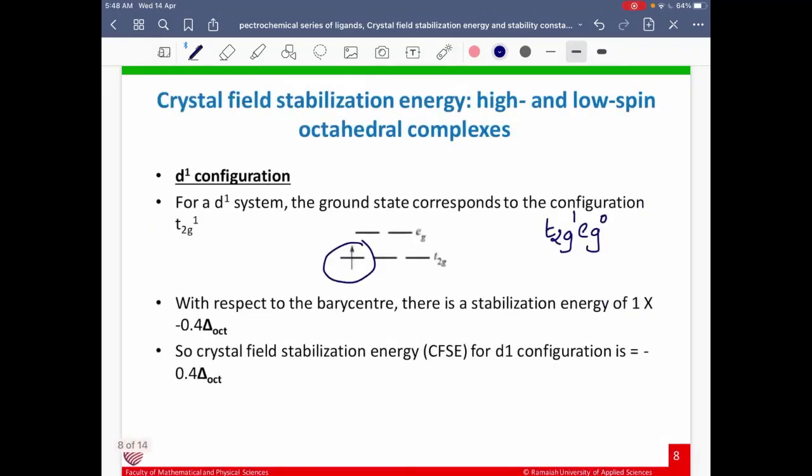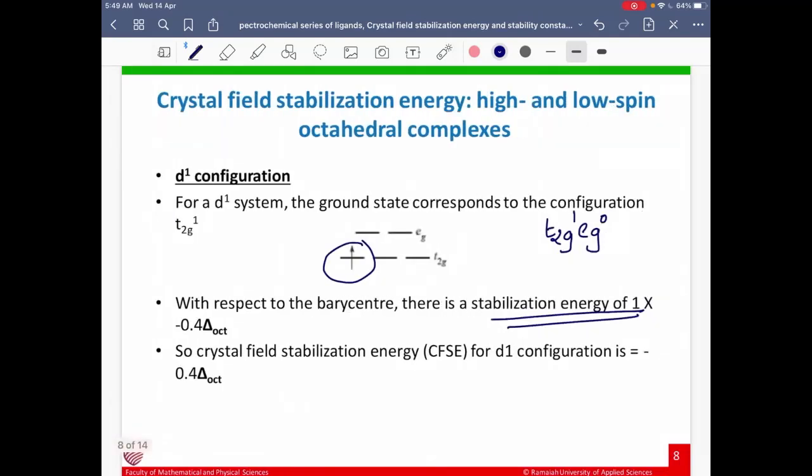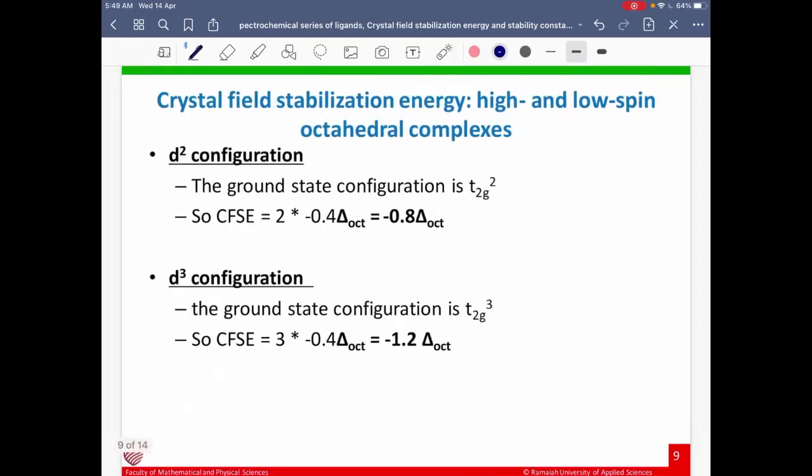So we can write the stabilization energy with respect to the barycenter as 1 into, because only one electron is in t2g, and the energy of t2g from the barycenter is minus 0.4 delta octahedral. So we write 1 into minus 0.4 delta octahedral for this ion. So the crystal field stabilization energy for d1 configuration is minus 0.4 delta octahedral.